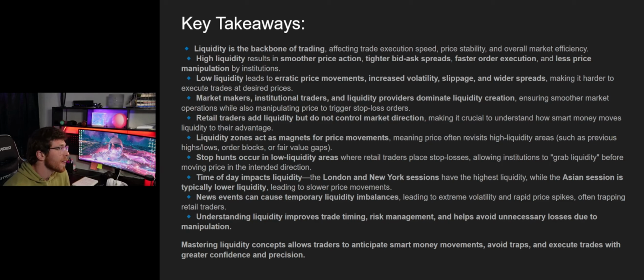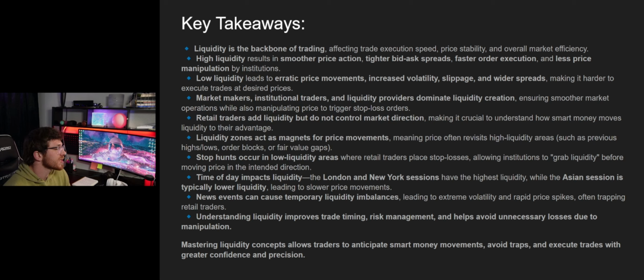Market makers, institutional traders, and liquidity providers dominate liquidity creation, ensuring smoother market operations while also manipulating price to trigger stop-loss orders. Retail traders add liquidity but do not control the market direction. That's us, making it crucial to understand how smart money moves liquidity to their advantage. Liquidity zones act as magnets for price movements, meaning price often revisits high liquidity areas such as previous highs and lows, order blocks, or fair value gaps.